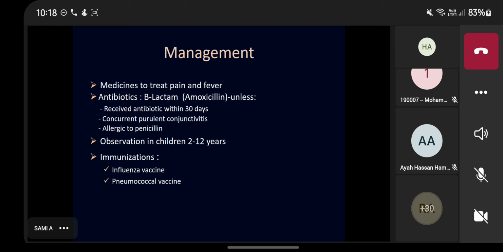However, if a child came to you and during the history you discover that he received antibiotics within the last 1 month, or at the same time as you diagnose acute otitis media you find in your examination that there is concurrent purulent conjunctivitis, which means that you may have a beta-lactamase producing organism, or the child is allergic to penicillin, then you may consider using Augmentin.